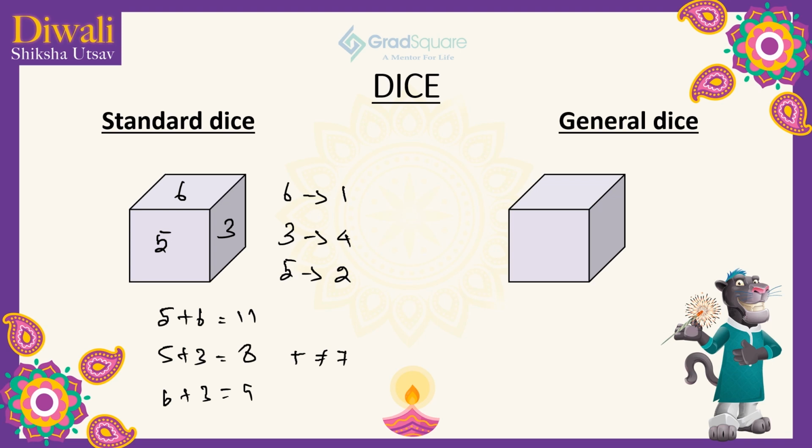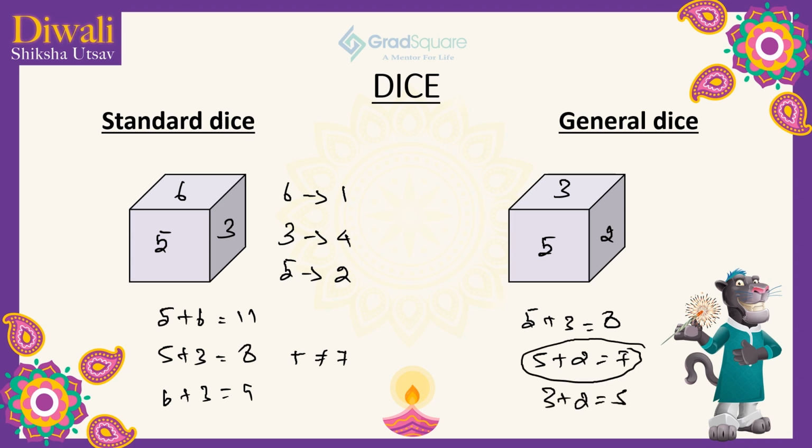A general dice is a dice in which sum of any two adjacent surface will be equal to 7. In this example, 5 plus 3 is equal to 8 and 5 plus 2 equal to 7 and 3 plus 2 equal to 5. Sum of any two adjacent surface yields 7 here. Questions related to general dice can be solved by using following methods.